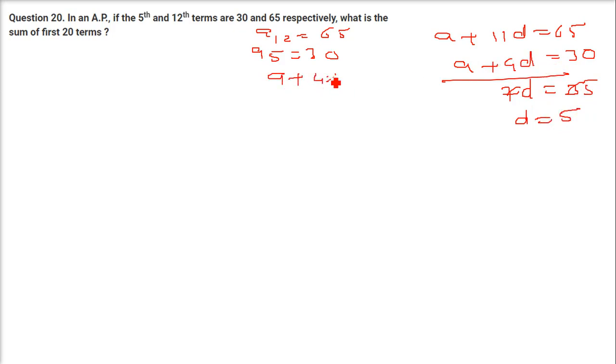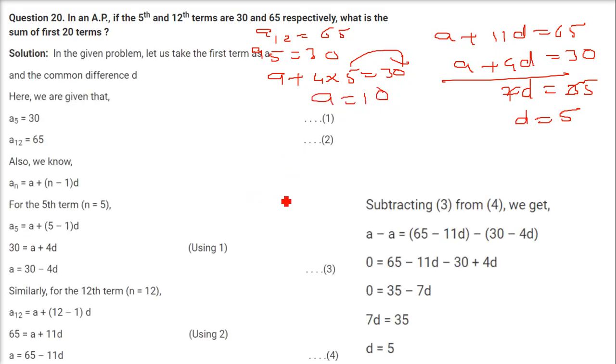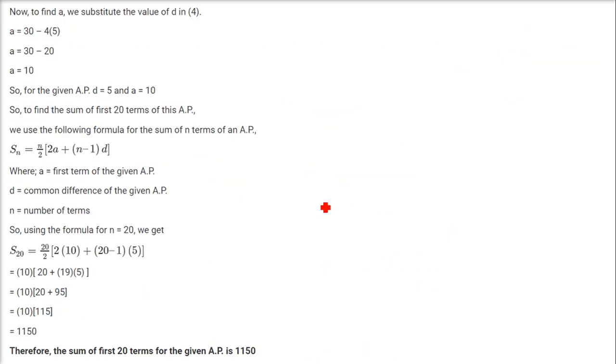Put it here. A plus 4 into 5 equal to 30. So 5 fours are 20. Bring it here. 30 minus 20 is 10. So A is 10. Now A is 10 and D is 5. A and D we know. Now what is the sum of first 22 terms? So S22 will be equal to n by 2, 22 by 2, into 2A, that is 2 into 10, plus n minus 1, that is 22 minus 1, 21 into D. This is 5. So this is now self-solving. You can just solve it, and this is going to be 1150.